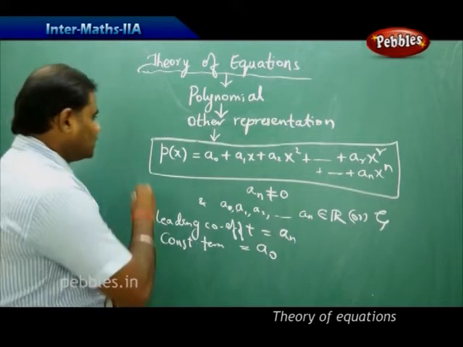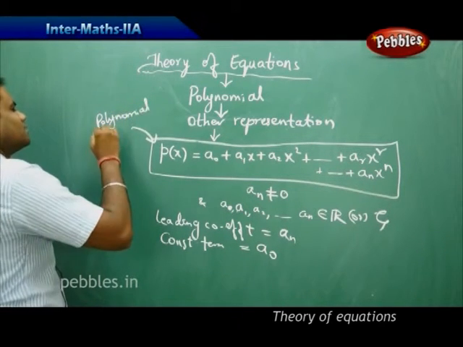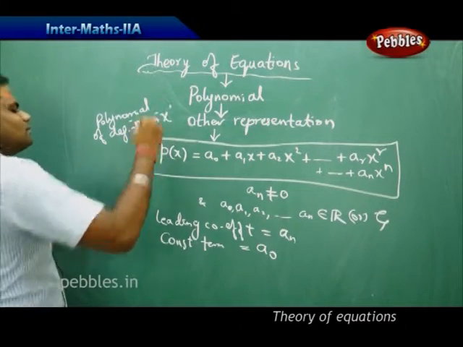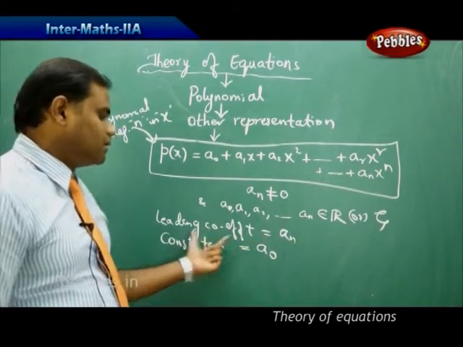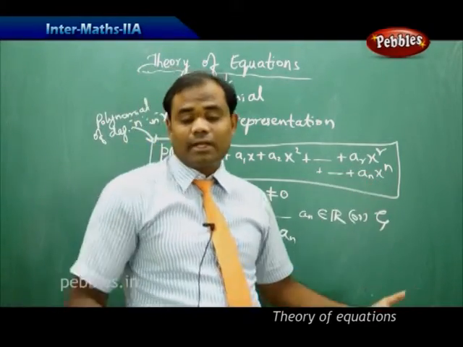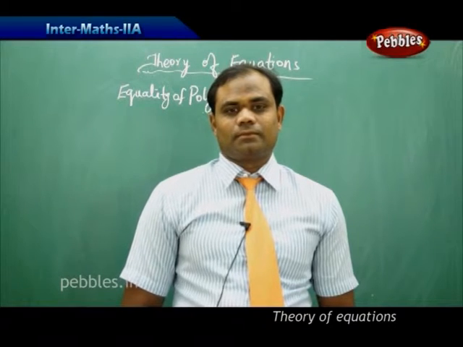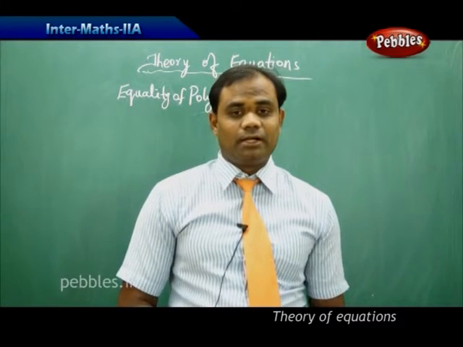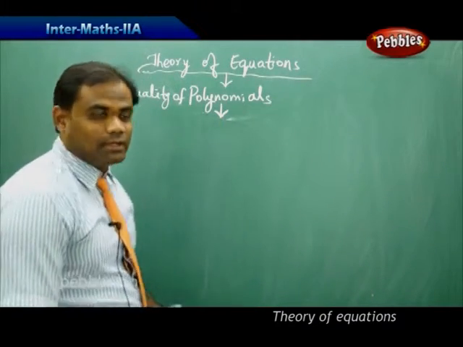So this is equally a polynomial in x of degree n. No doubt the definition is still the same, that this is a polynomial of degree n in x with its coefficients respectively being a naught, a1, a2 till an, with leading coefficient an and constant term a naught, and the general term is ar or ai, is how we understand the concept. So now, equality of polynomials. What happens when two polynomials are equal is what we are going to discuss here. So let's see the condition for equality of polynomials.